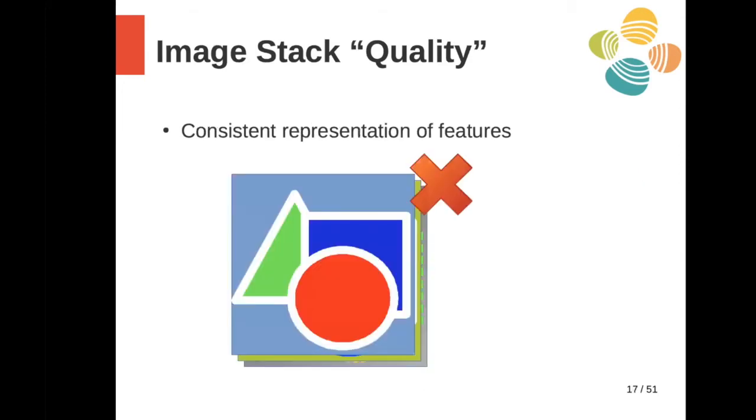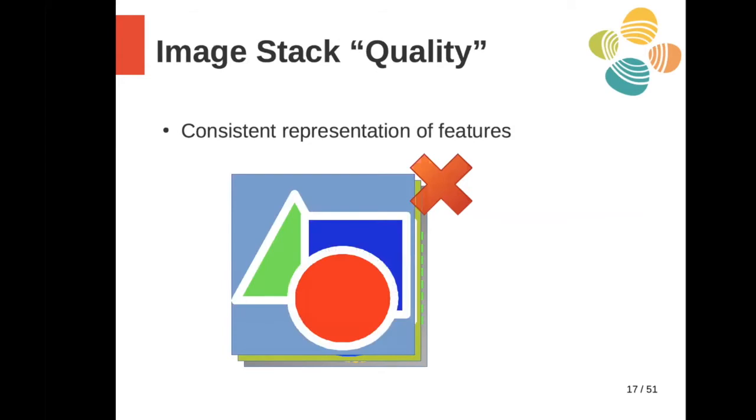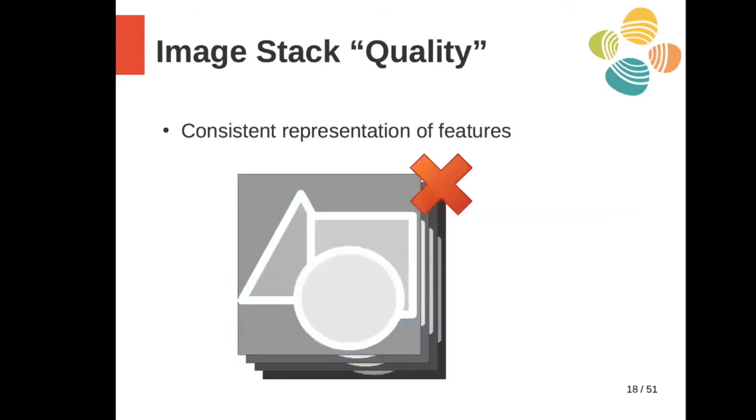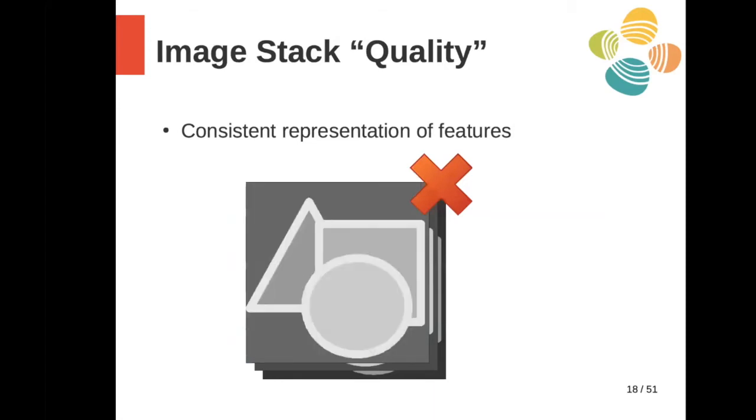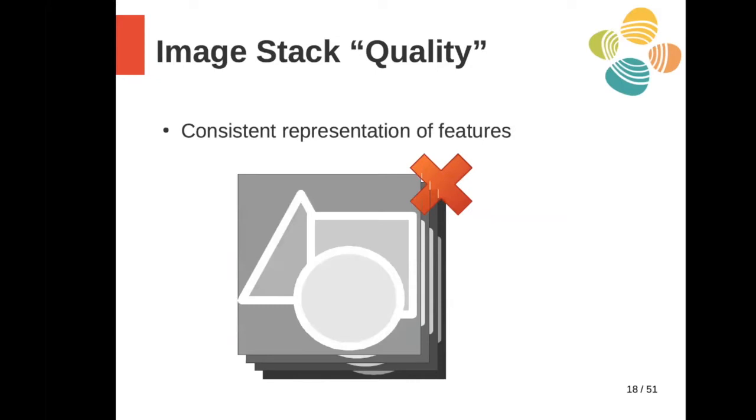Another important quality of the image stack is that we have consistent representations of features throughout. Now, here's a ridiculous example where, although we obviously have the same objects, their representation changes quite radically. Obviously, that jumps out, but typically we have something more like this, where the intensity is varying over the image. And some of that intensity varies over quadrants of the image.